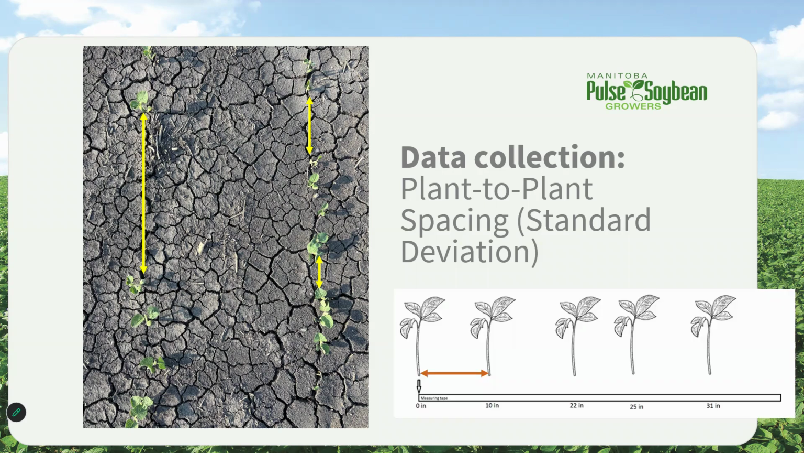And the way we measured it was we took a seeded row of plants and laid a 10-foot tape measure beside it. Then we recorded where each plant was on the tape measure, and then we calculated a standard deviation from those measurements.